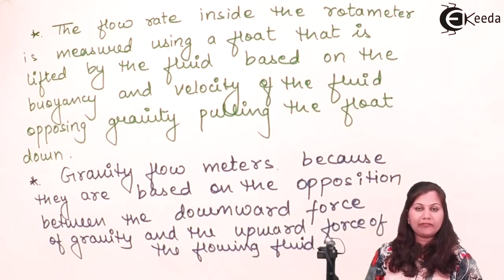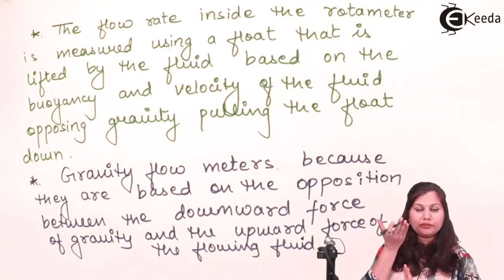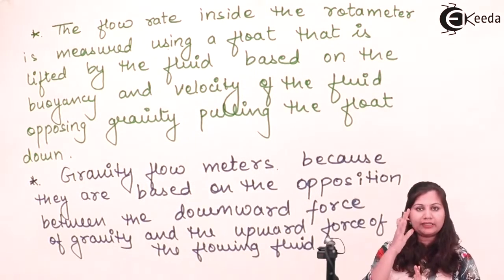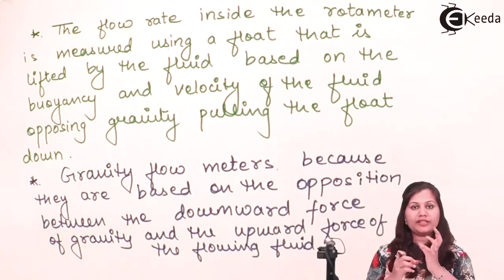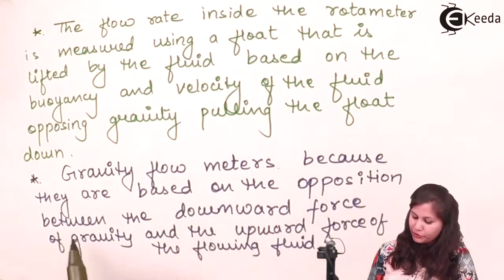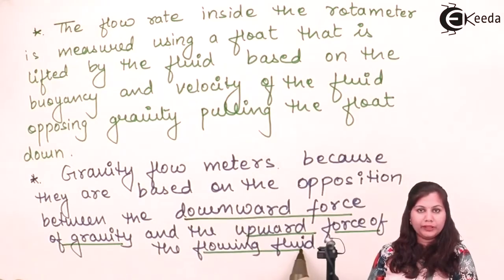So they are known as gravity flow meters because they are based on the fact that gravity is opposing the rising up of the float, and the upward force acting, that is the fluid flow, is trying to raise the float. So there is an opposition between these two forces: the downward force of gravity and the upward force of the flowing fluid.